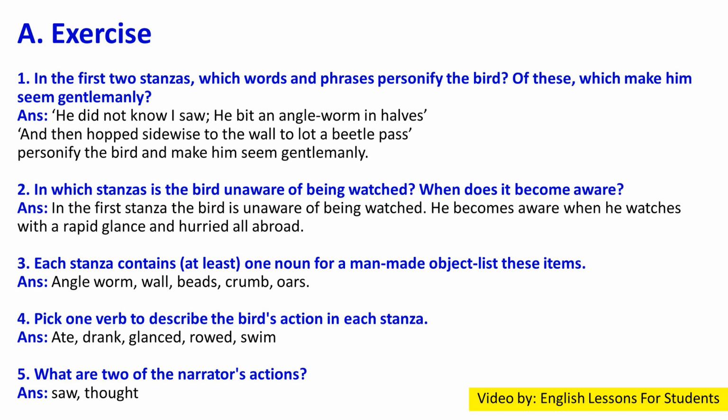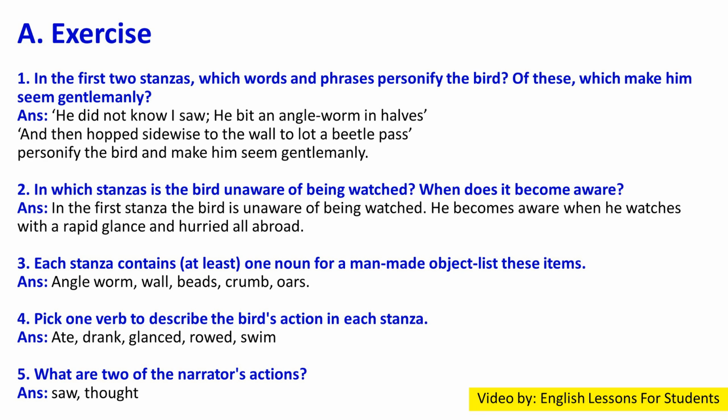2. In which stanzas is the bird unaware of being watched? When does it become aware? Answer. In the first stanza, the bird is unaware of being watched. He becomes aware when he watches with a rapid glance and hurried all abroad.